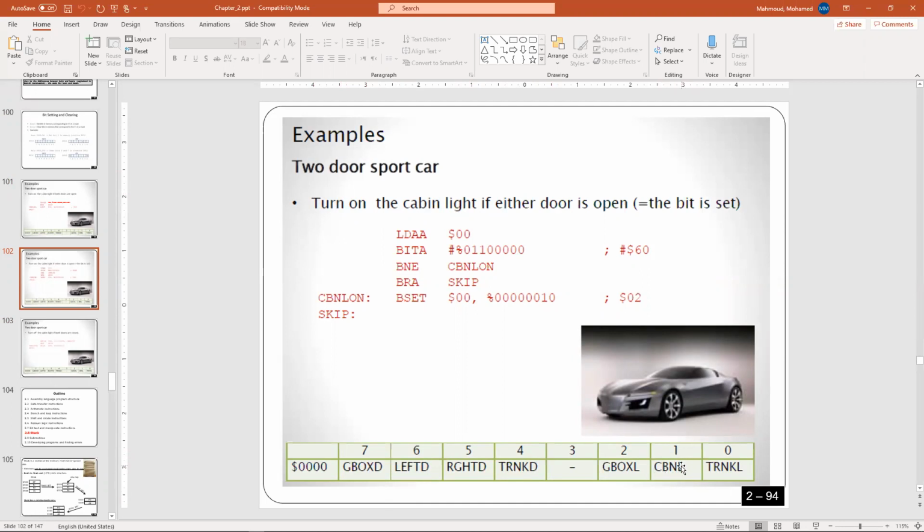This bit is connected to the light, right? If you put one, you turn the light on. If you put zero, you turn the light off, right? So this bit you need to manipulate.